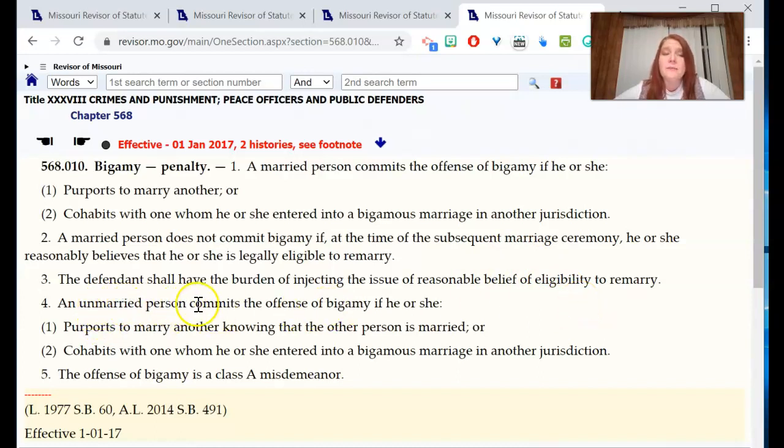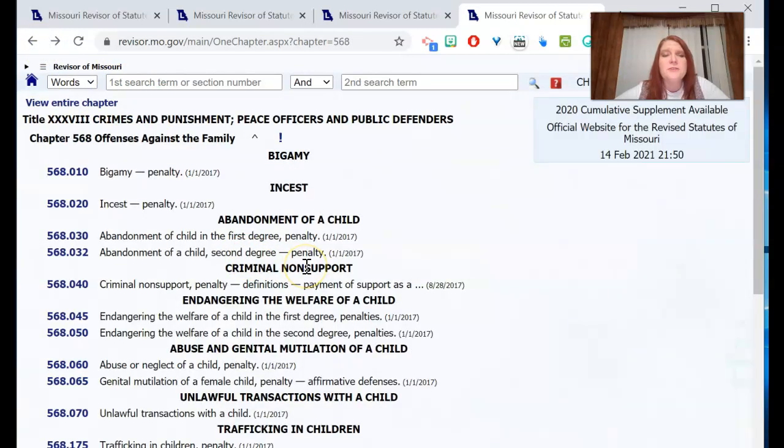And then it says an unmarried person commits the offense of bigamy if he or she purports to marry another knowing the other person is married. So if you already know the person's married and you marry him anyway, even though you weren't married, you're also committing bigamy. So that unmarried person who's in this fake marriage is also going to be charged with bigamy. Or if you cohabit with one whom you entered into a bigamous marriage in another jurisdiction, so you went and got married in another state and signed it, well, that second marriage's not valid anyway. And if you live with them, then that's going to be bigamy as well. And it says it's a Class A misdemeanor. So notice this is not a felony. This one falls under misdemeanor. So there's a lot of different things that you have to look into.